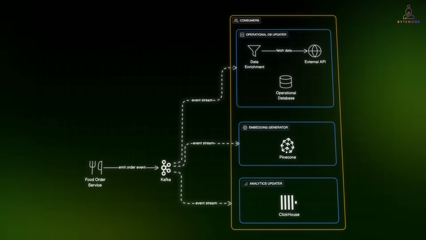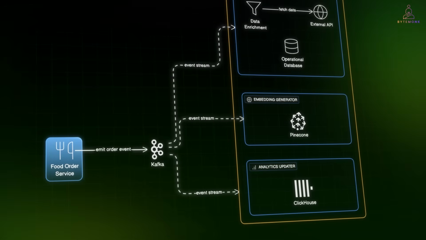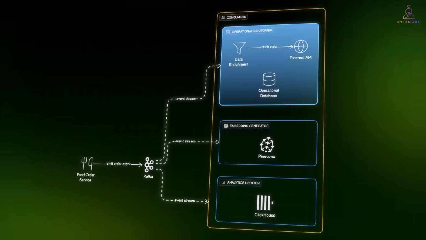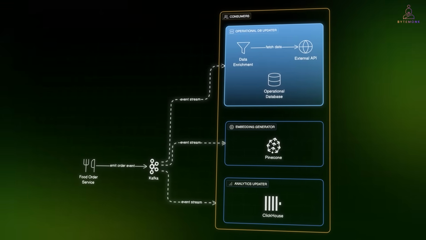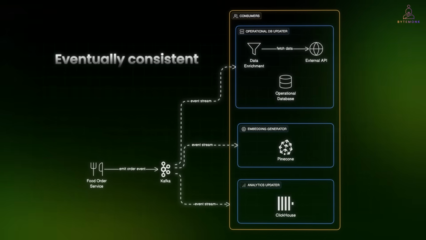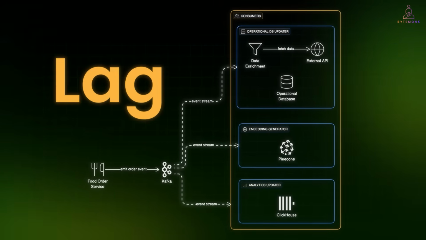In a multi-database architecture, this is where you'd use event-driven patterns. Order goes to Kafka, multiple consumers pick it up, one updates the operational database, another sends embeddings to Pinecone, another updates analytics in ClickHouse. Eventually consistent, which is fine, but there is a lag.